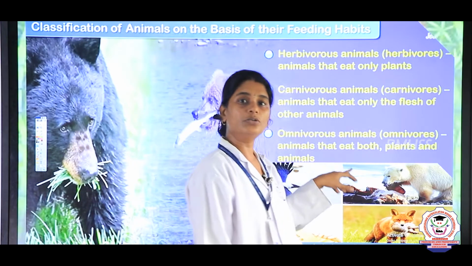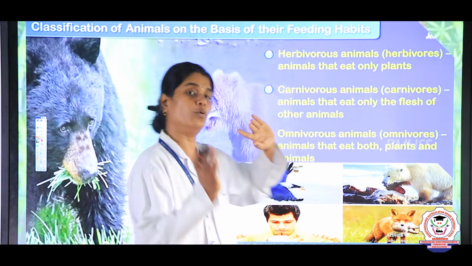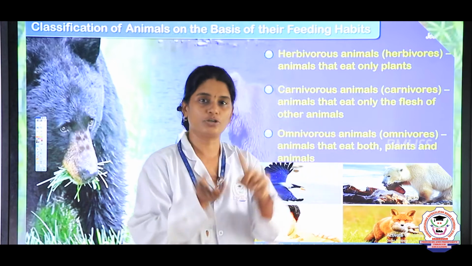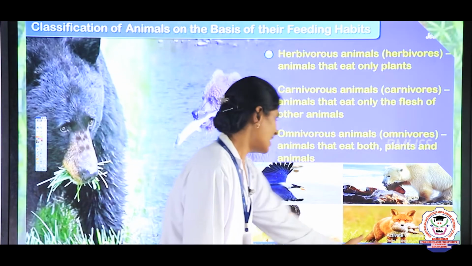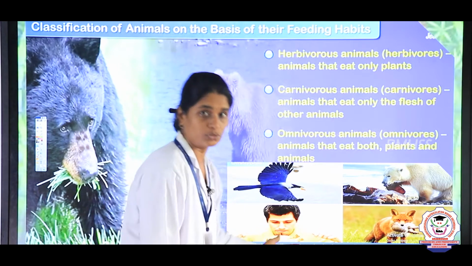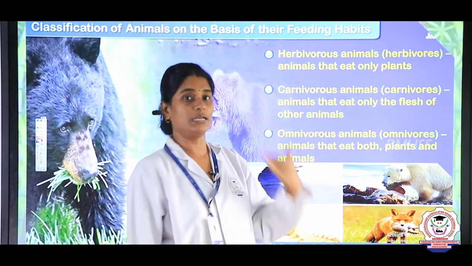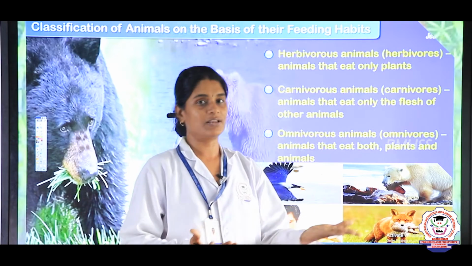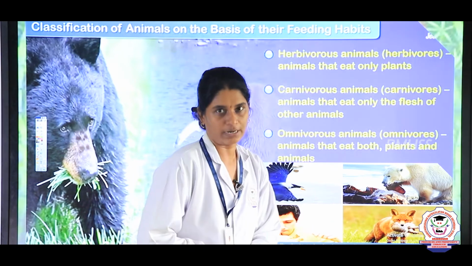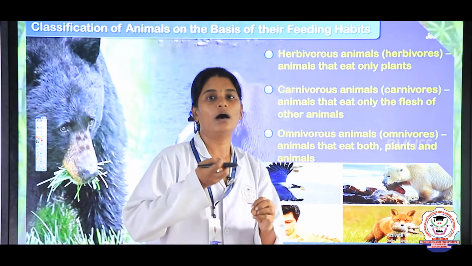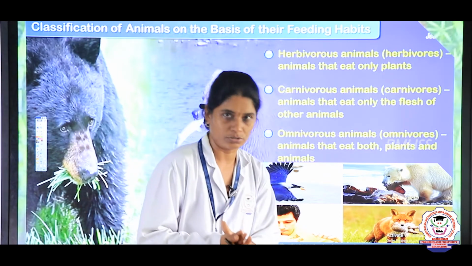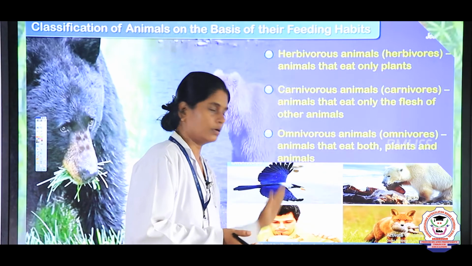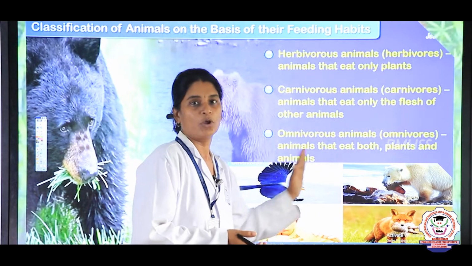omnivores. Omnivores are the animals that eat both plants as well as the flesh of other animals. Examples: crow, bear, jackal, and of course human beings. Even we human beings eat both plants as well as the flesh of animals, right? We eat chicken, mutton, fish and all. Somehow we eat the flesh of other animals also, so we also come under omnivores, right?